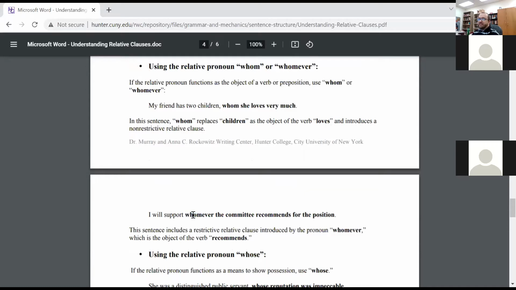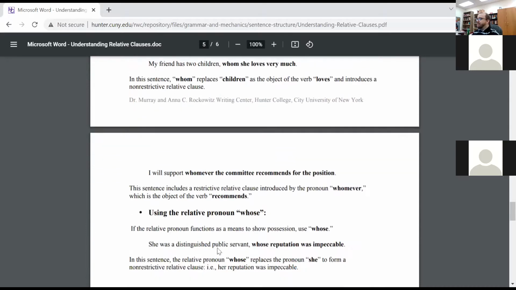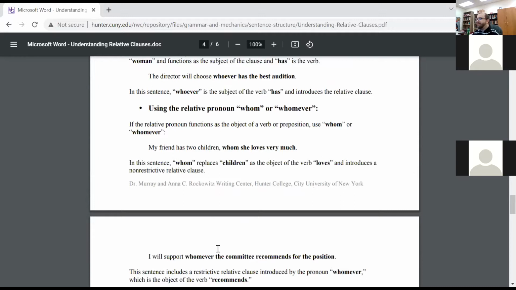Then you see they use whomever here too. "I will support whomever the committee recommends for the position." I would say don't use the word whomever. That word just sounds clunky to me.